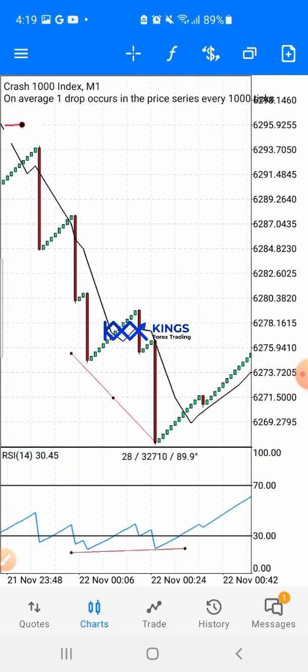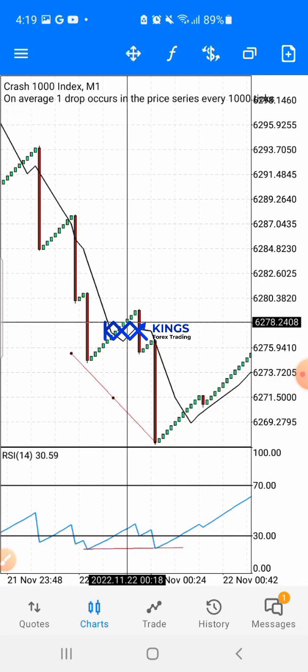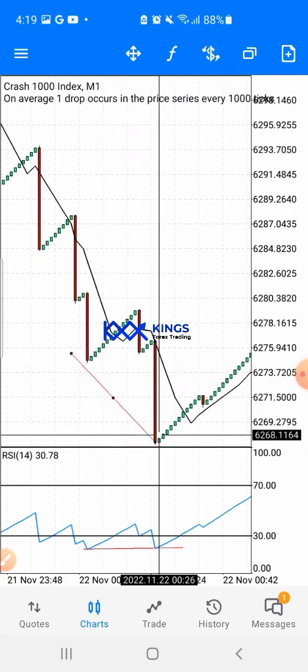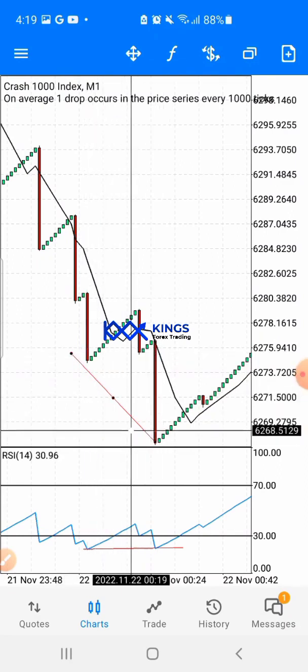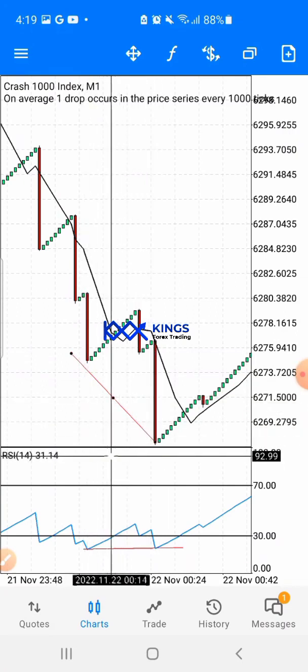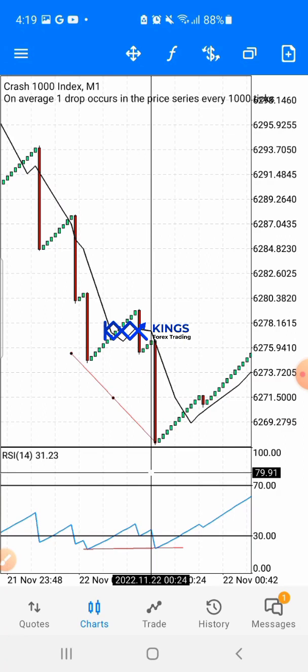Okay, a kind of a lower high right here. You can see this one. At this point we have the low right here, and this low here is lower than this, which is a lower low. Then we have a higher low right here. So lower low, higher low.